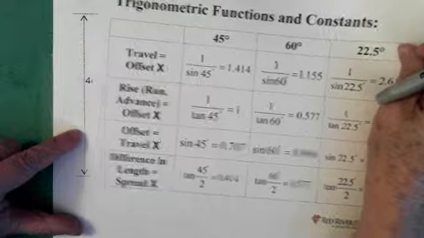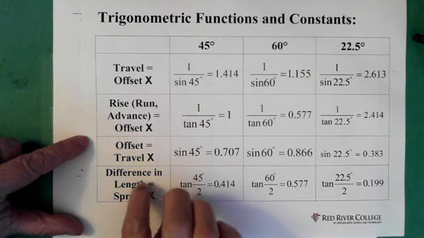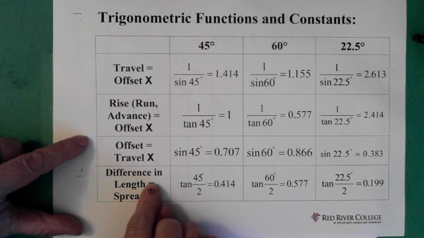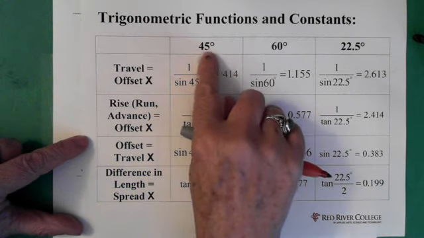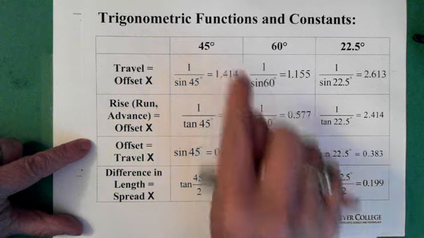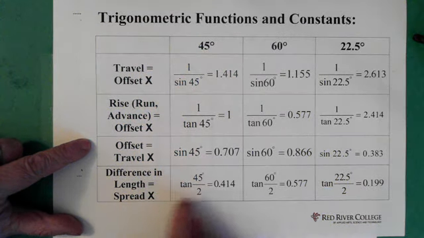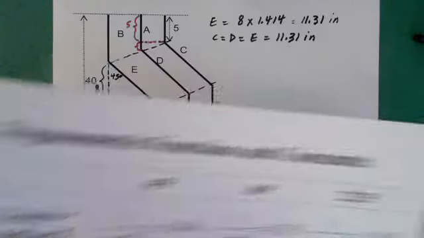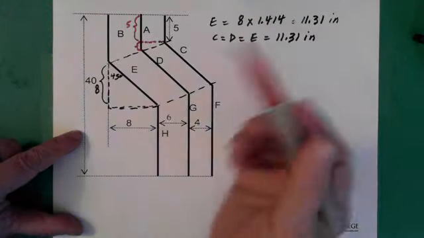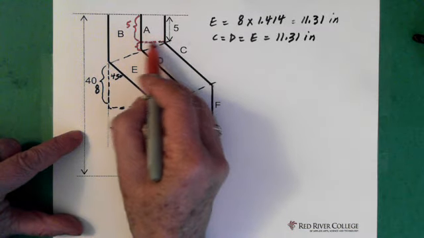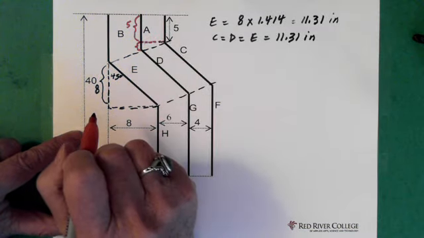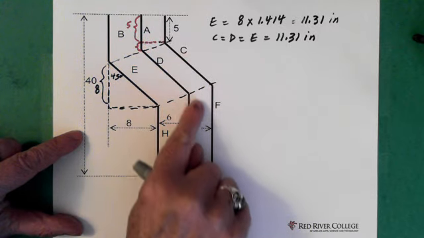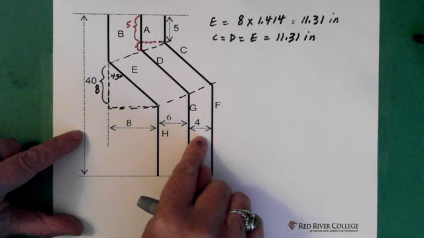Let's go back to our sheet. So the difference in length. When we want to solve for the difference in length, and it's a 45-degree angle as an offset, we take our spread and multiply it by 0.414, okay? So now we have to figure out what that means. This distance between the two pipes is the spread. And the distance between these two pipes is 4, all right?